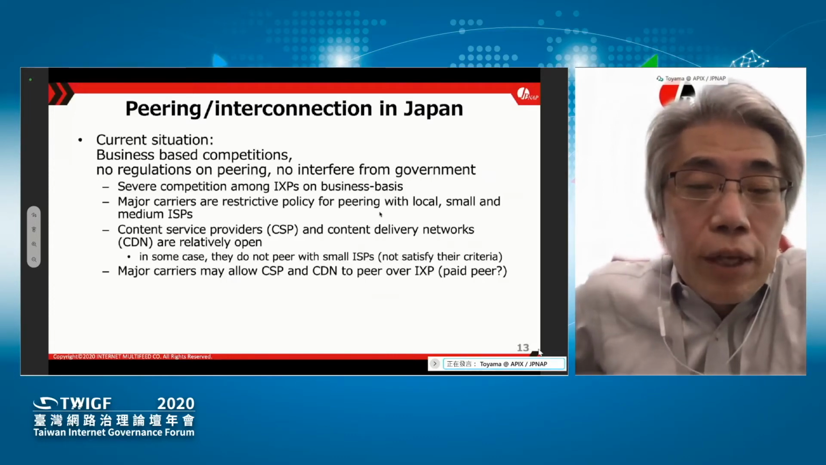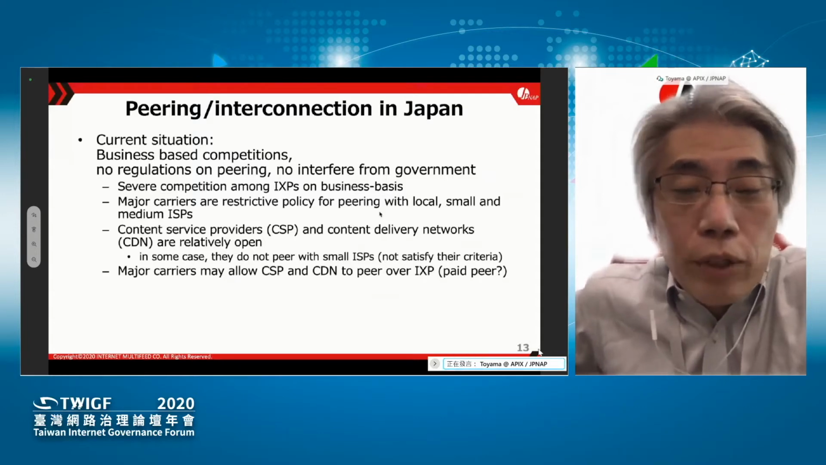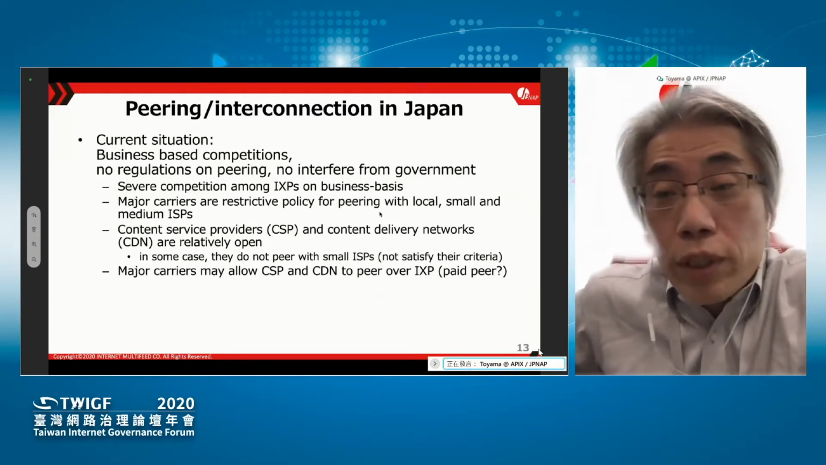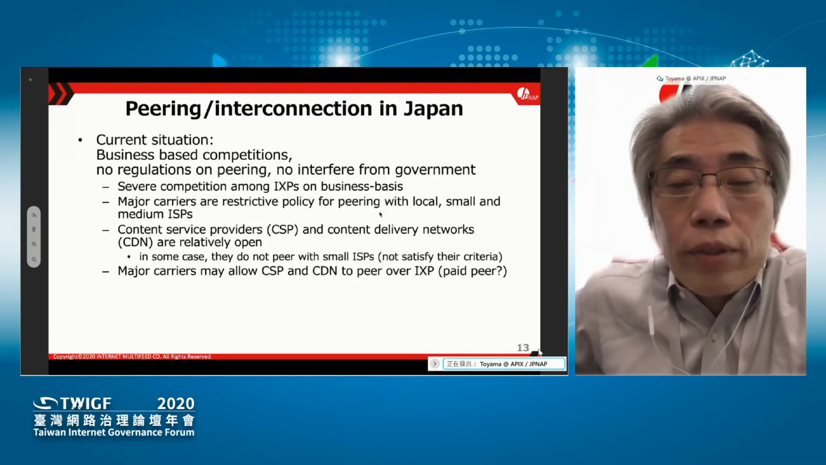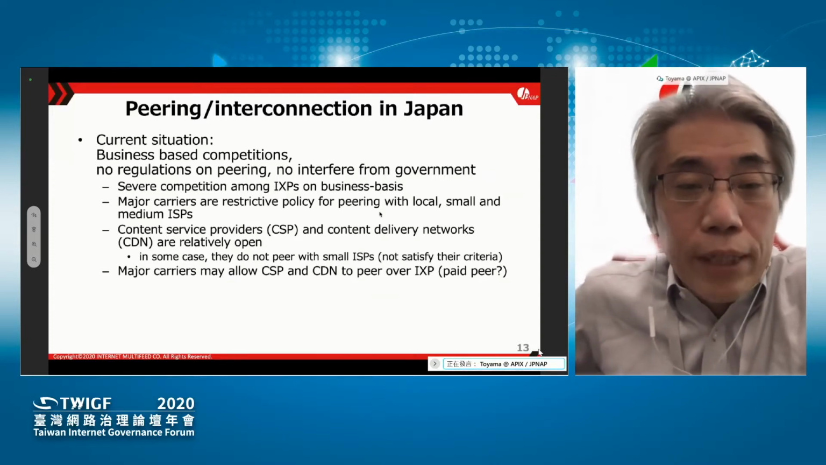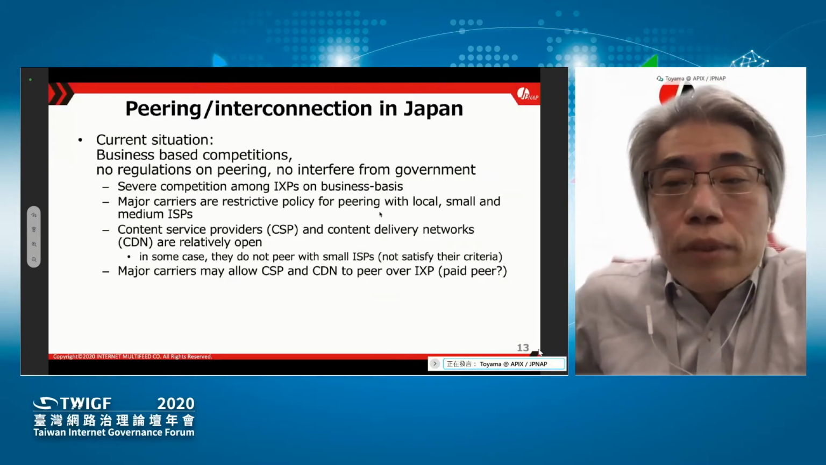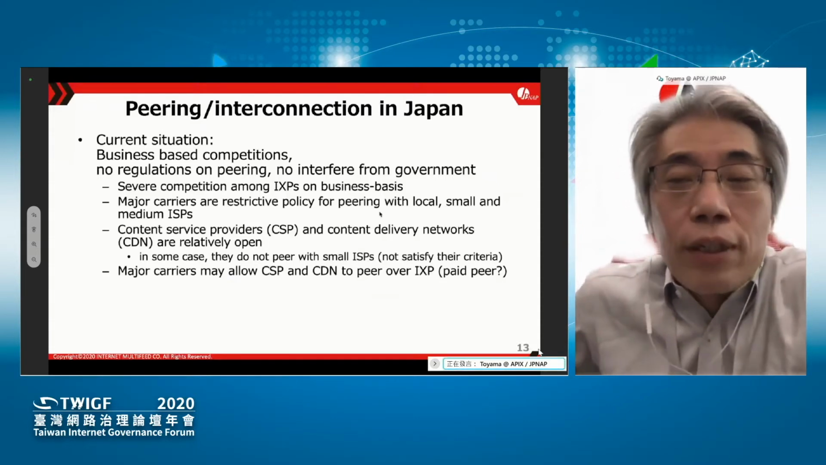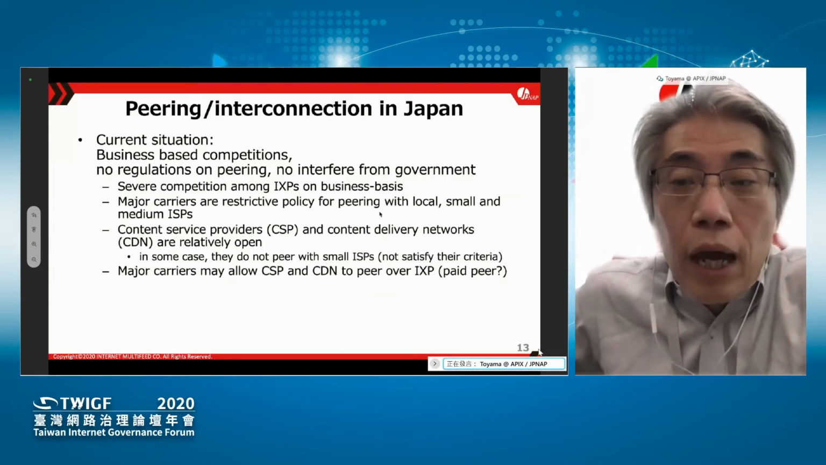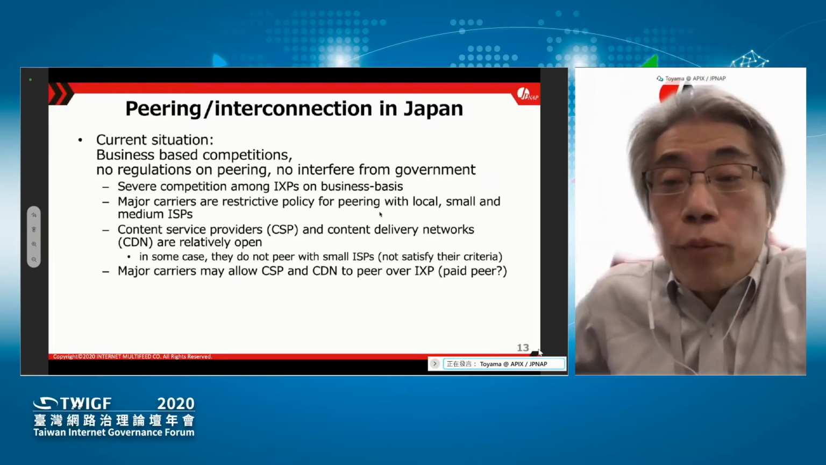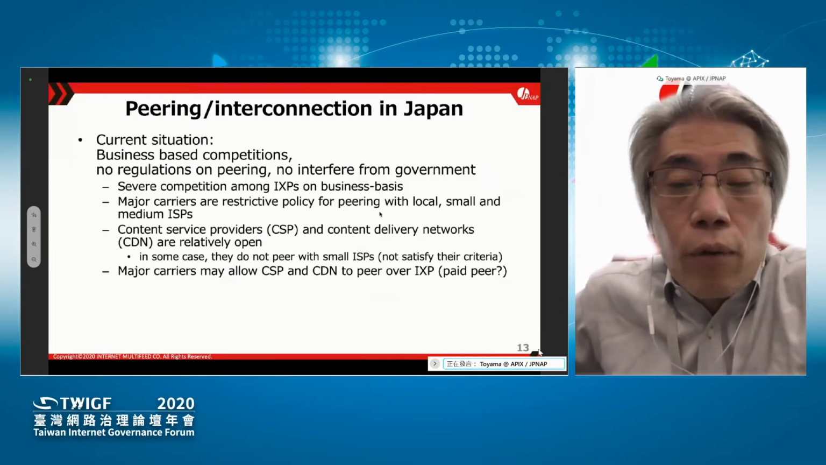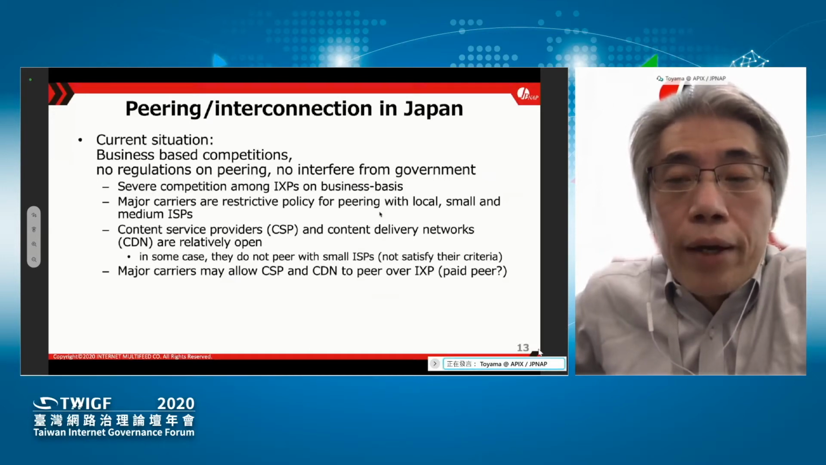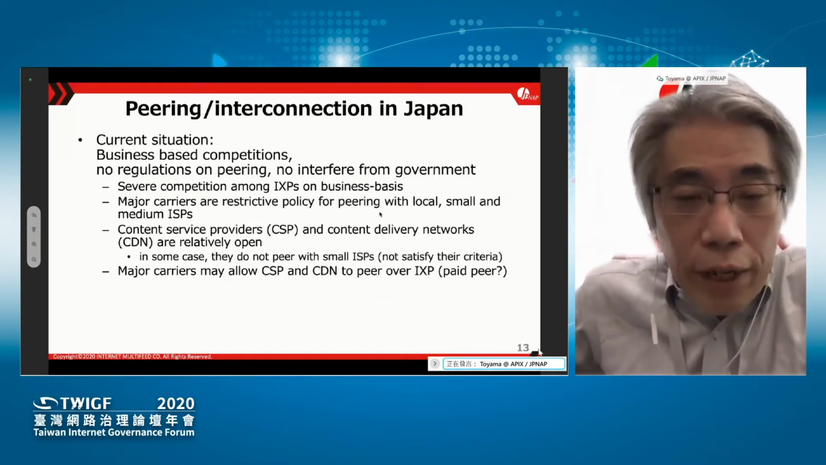And these days, especially in recent years, the major carriers may allow CSP or CDN to peer over internet exchanges. We are not sure whether that peering is paid or not, but these are recent phenomena. Okay, and as I mentioned, these internet exchanges belong to a carrier group, but their operation is open. I mean there is no restriction on peering between the participants of the internet exchanges, so they can peer with others. And of course, whether to peer or not is decided by each player and each criteria.